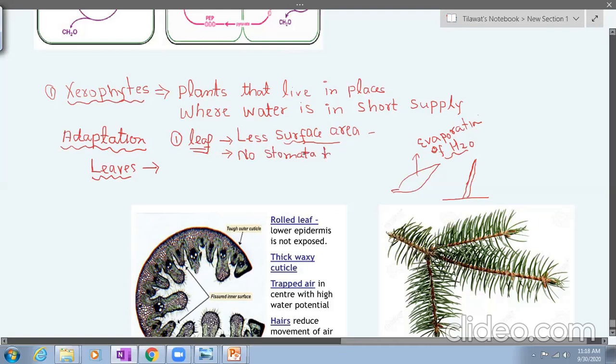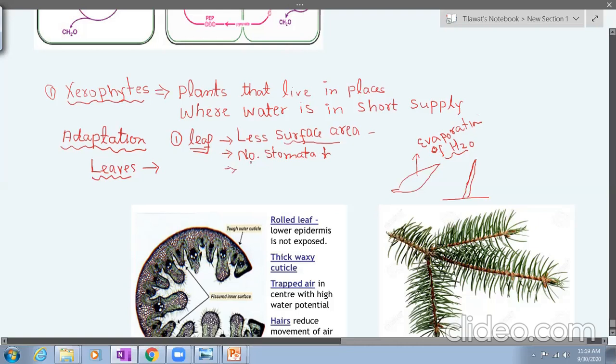Right, stomata are actually the pores in the leaf through which gas exchange happens in plants, like carbon dioxide entering for photosynthesis or oxygen going out, right? So through that, evaporation of water can also happen. So the number of stomata will be less in these plants in order to conserve water. Is it clear?